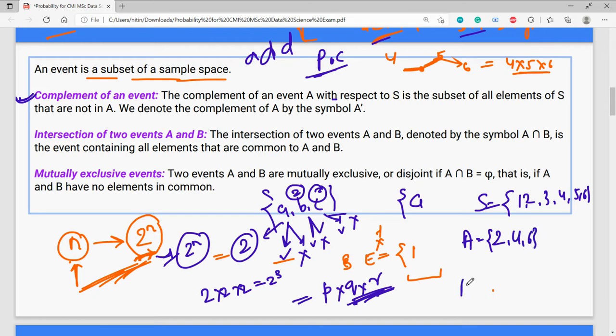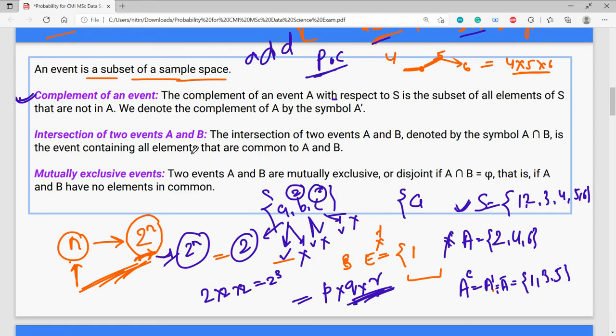Okay, A complement is represented by this symbol. So A complement means all those elements that are present in S but that are not present in A. So A complement means 1 is there, 3 is there, and 5 is there. So 1, 3, 5 are in S and these are not in A. So this is called A complement or complement of the event. Okay, so we will see in respect of probability how we are talking about things. We'll see with some examples.